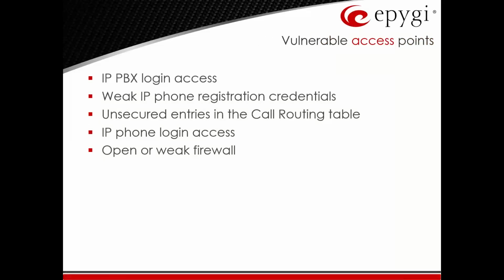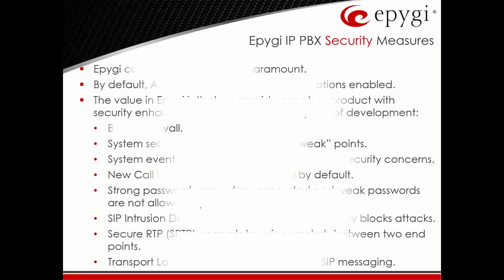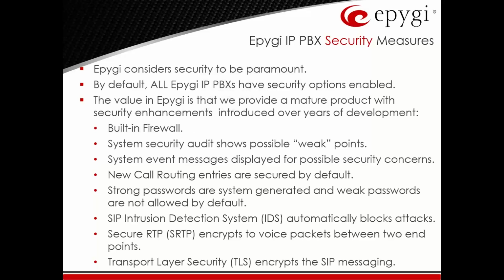Some of the vulnerable access points: the PBX login access screen, weak passwords and things like that, weak IP phone registration credentials, unsecured entries in the call routing table, and IP phone login access. That means somebody being able to log in to an IP phone and see what its credentials were, or maybe a weakly configured firewall.